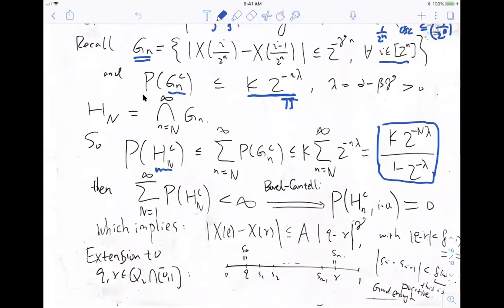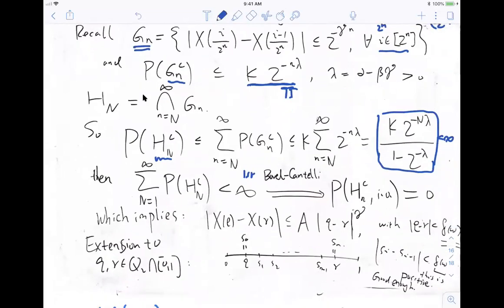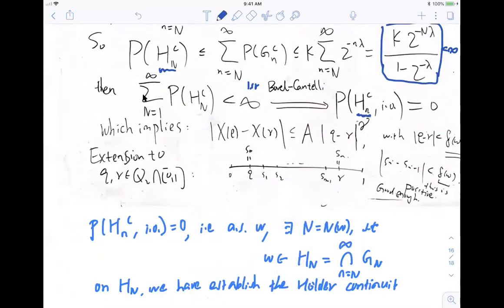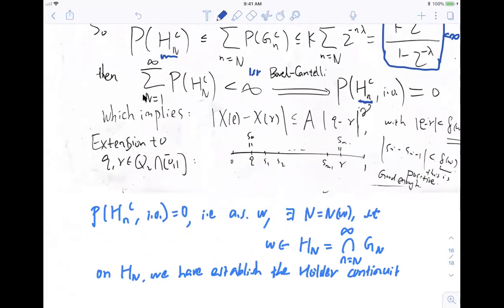By Borel-Cantelli, since this sum is finite, we can show the event appears infinitely often with probability 0. So the probability of HNC infinitely often equals 0, which means that almost surely, for a typical trajectory omega, there exists a capital N such that omega is in Hn. Because HNC cannot appear infinitely often almost surely, it stops appearing when N is large enough.